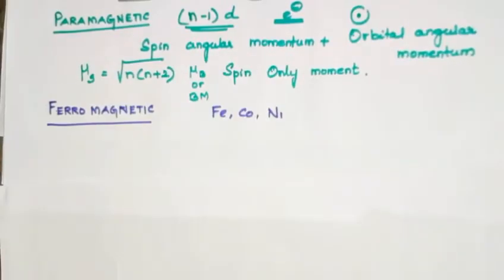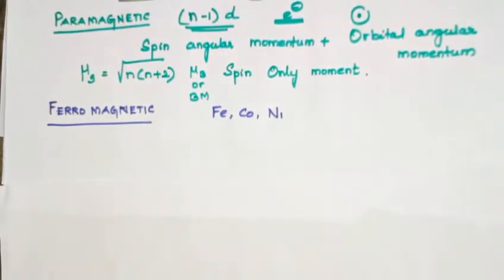Next is antiferromagnetism. It is similar to diamagnetism. They are repelled by external magnetic fields and will not exhibit magnetic property.